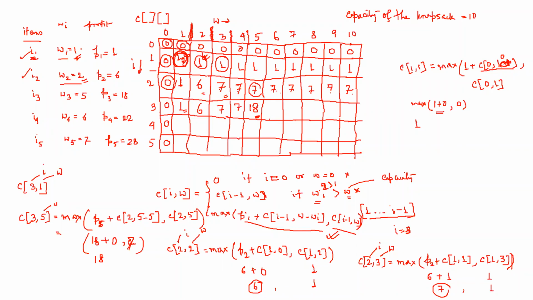Okay. So let us try to understand what this table represents. If we consider this position, if the capacity of the knapsack is 5 and I have items 1, 2 and 3, I will be able to get a maximum profit of 18. How will this 18 be achieved? To achieve 18, I have to choose only item 3. I will not choose item 1 and 2.